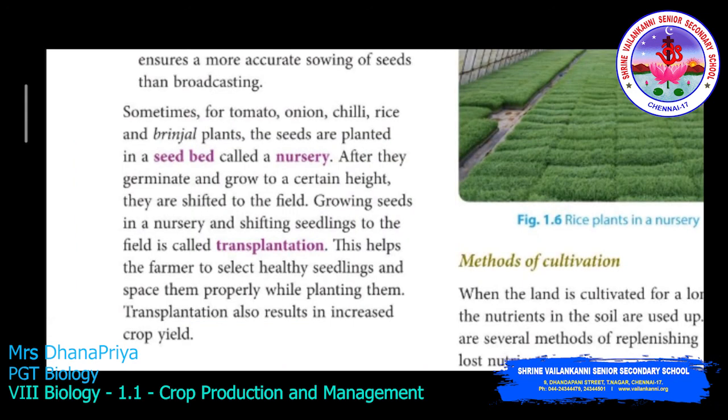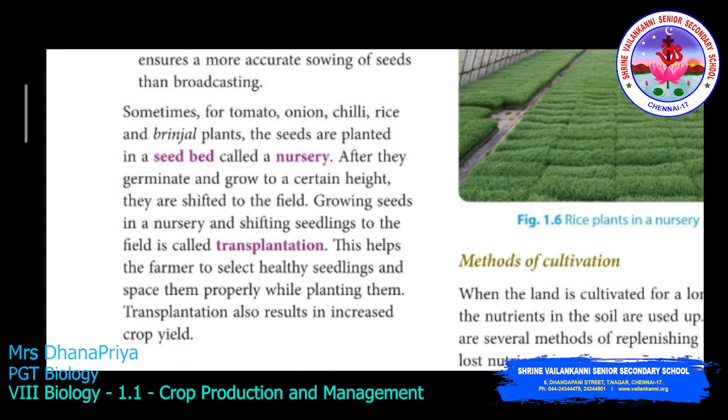Some seeds you can sow directly into the field, but plants like tomato, onion, chili, rice and brinjal need a nursery. It means the seeds are planted in a seed bed called a nursery. Once you sow the seeds in a pot or seed bed, the seeds germinate. After they grow to a certain height, you can shift that nursery plant to the field. This process is called transplantation.